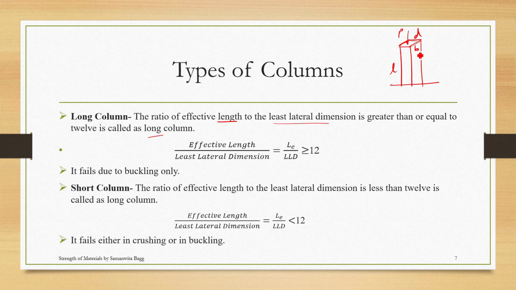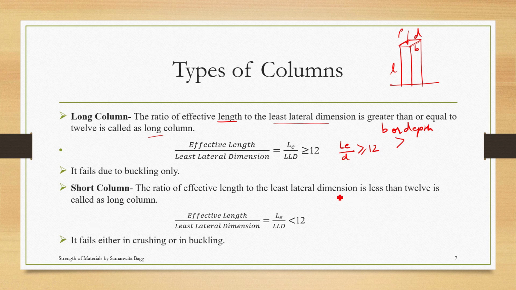So in these two also, since it is a rectangular cross section, as I said, either B or D, one of the two will be lesser in value. So the least one is taken into consideration while taking up the term least lateral dimension. Let me say that this depth is less than the breadth. Then here the ratio will be effective length to the depth. And if this ratio is greater than or equal to 12, then we'll say it is a long column. Such columns will fail due to buckling only. The next type is short column. When this ratio is less than 12, it will fail either in buckling or in crushing, either of the two. This is called a short column.